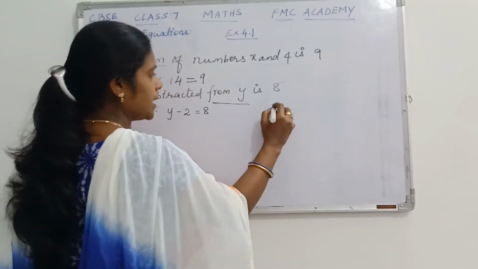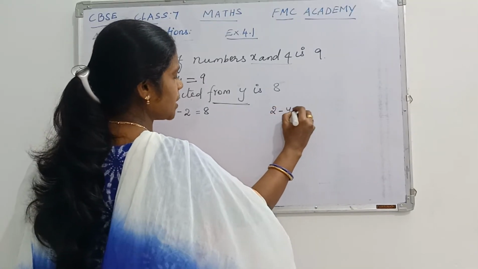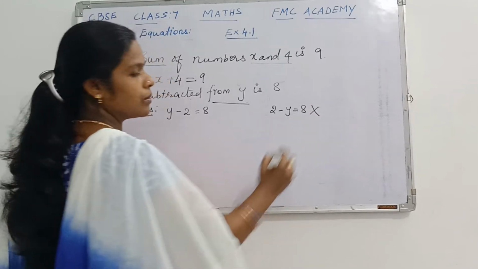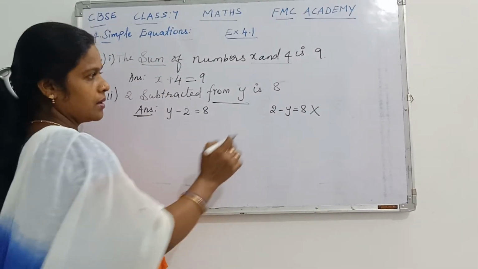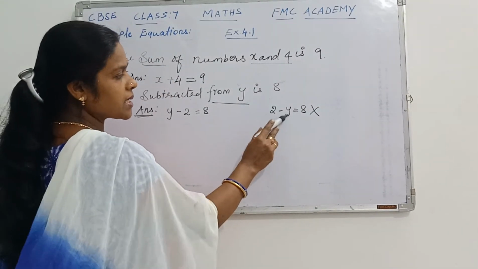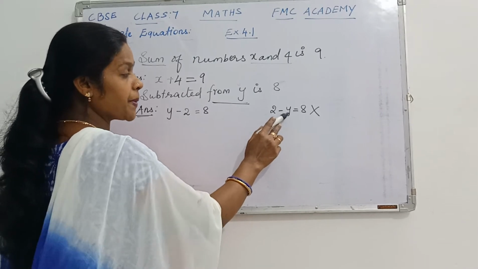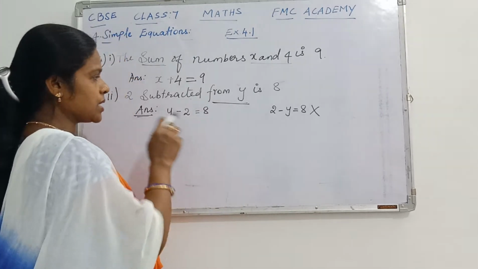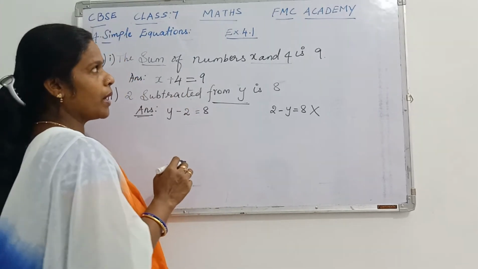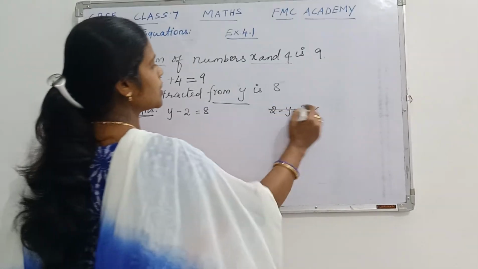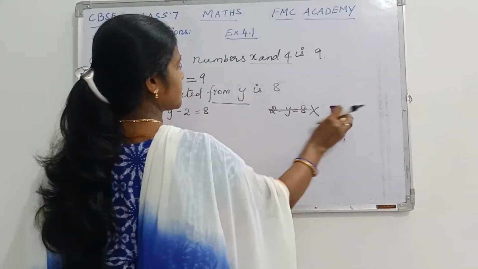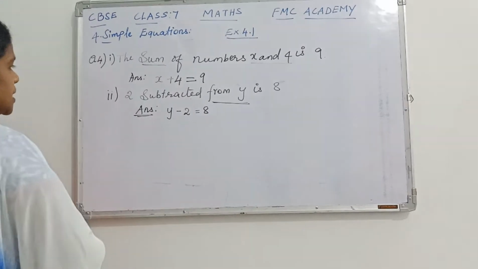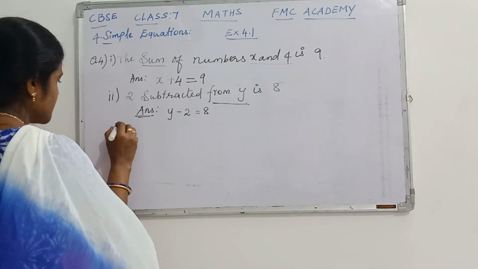Suppose if you write here 2 minus y is equal to 8, then it is wrong. Okay, the statement will be wrong. Why? Because this is giving the meaning, y is subtracted from 2, but our condition is 2 is subtracted from y. So that is the reason we should not write like this. Yes, let's move to the third one.